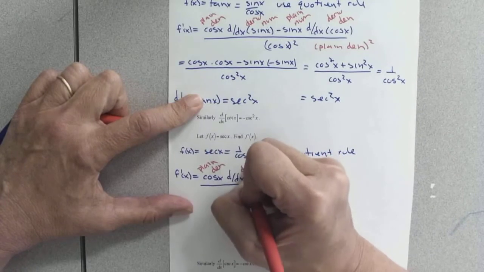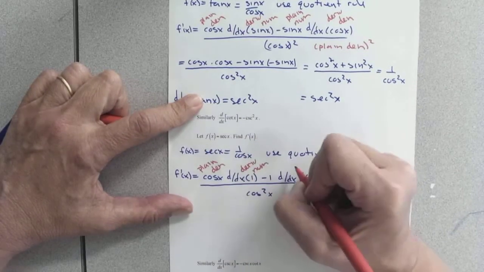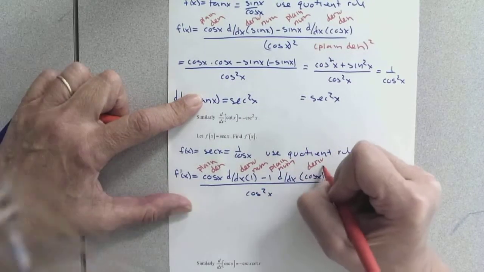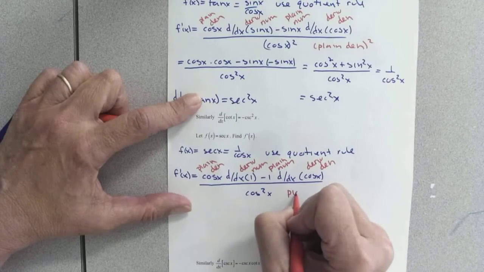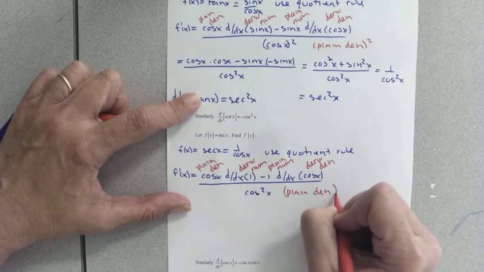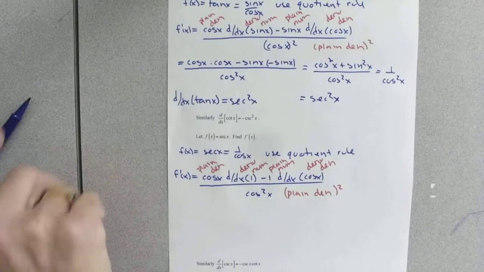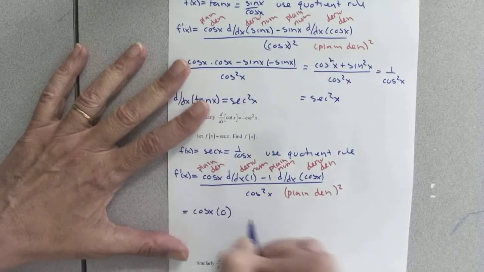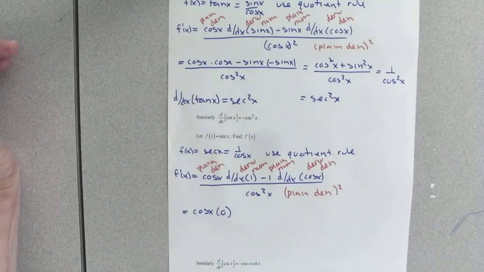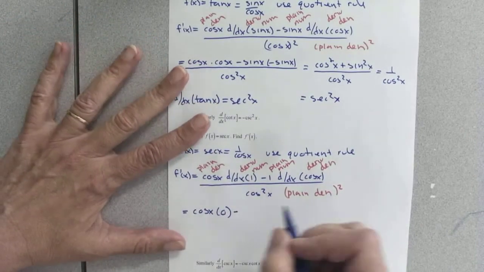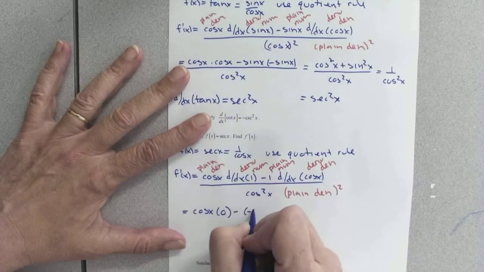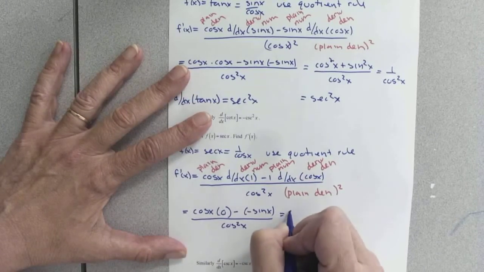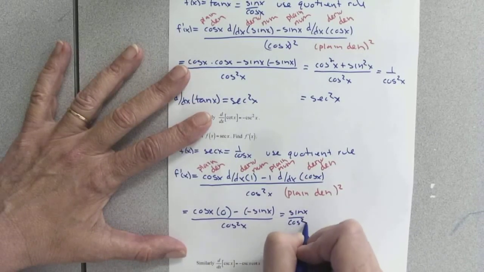Plain denominator, derivative numerator, minus plain numerator, derivative denominator, all over plain denominator squared. And again, you do not have to show that step when you're doing the quotient rule. Plain denominator, so don't do anything. Derivative of the numerator is 0, and it's times 0, so I need to write that 0 down. And then minus, then the derivative of cosine x is negative sine x over cosine squared x. And so I get sine x over cosine squared x.